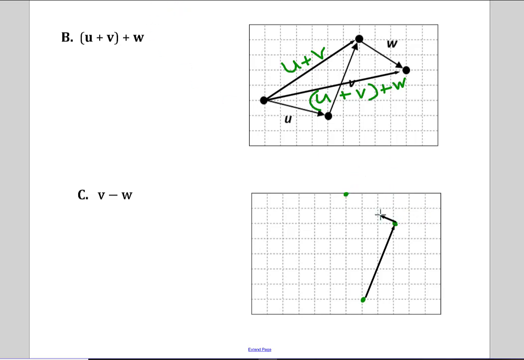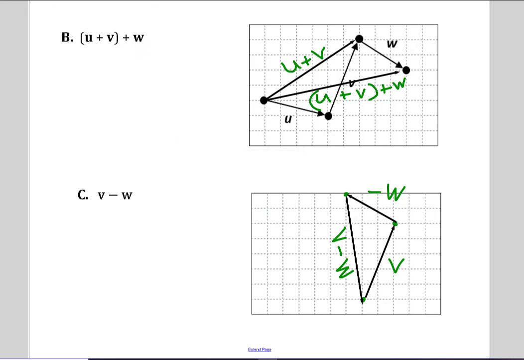And that would be subtracting w, or the opposite direction. This is v, and this is the opposite direction of w. So with my arrow again, the end of w and the beginning of v becomes v minus w. Okay?